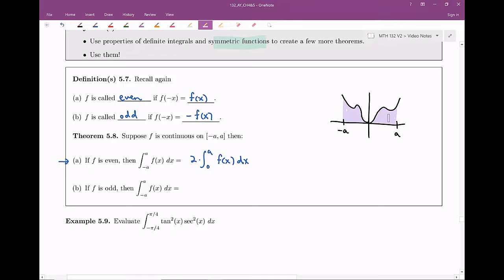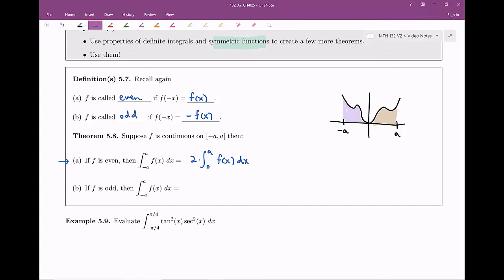The claim is because it's symmetric, and maybe I didn't do a great job actually sketching this out, but if you want to calculate all of that purple area, that's the same thing as calculating this orange area here and doubling it, because there's this nice symmetry going on. So this is kind of nifty. Sometimes I see this saving us one step or so in evaluating some definite integrals.